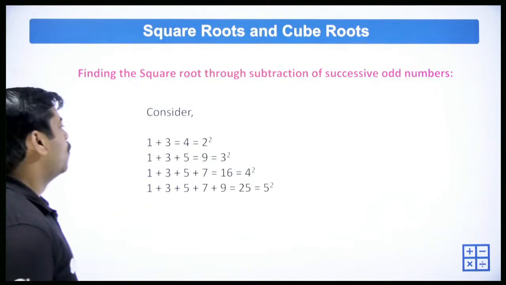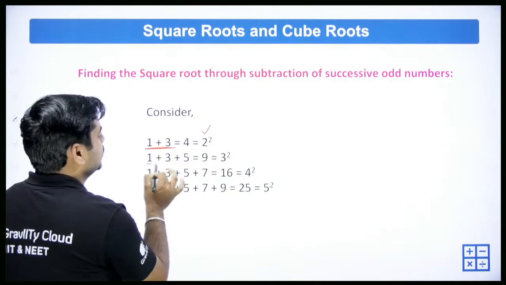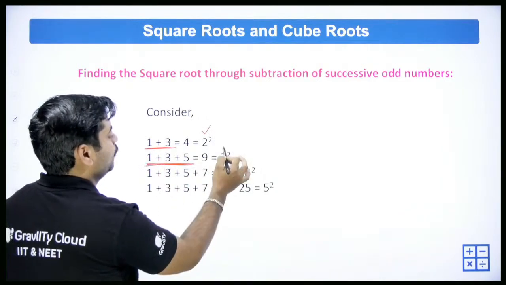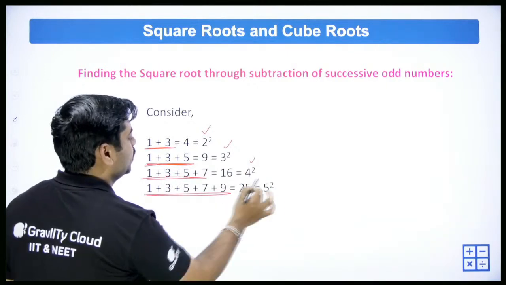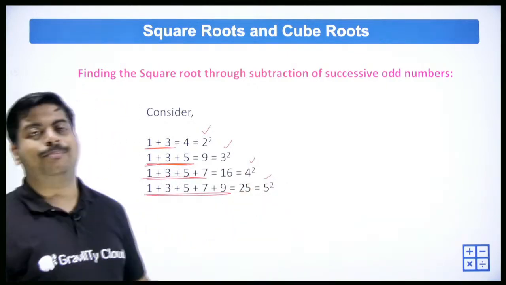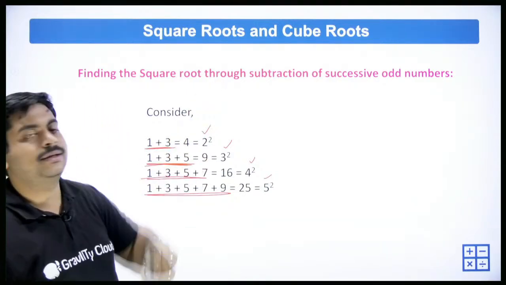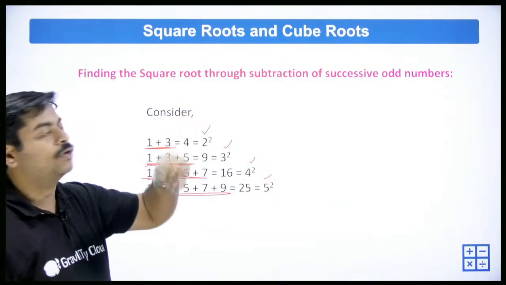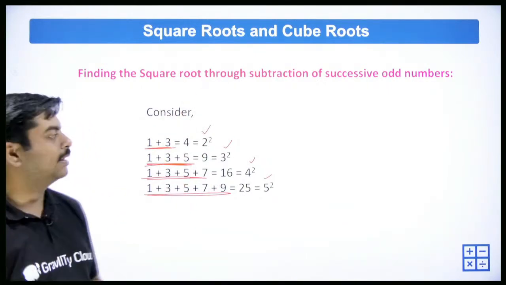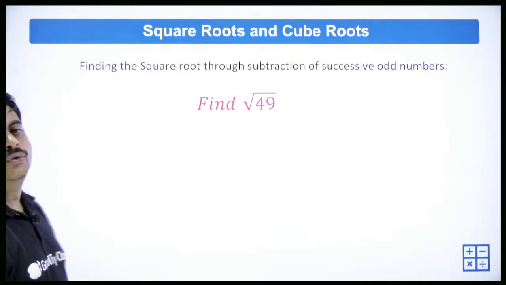You know that 1 plus 3, 2 odd numbers will give you 2 square. 1 plus 3 plus 5, 3 odd numbers will give you 3 square. 4 odd numbers will give you 4 square, and 5 odd numbers will give you 5 square. So this is the basic point for finding the square root using subtraction of successive odd numbers. Let's take an example. We need to find root 49.